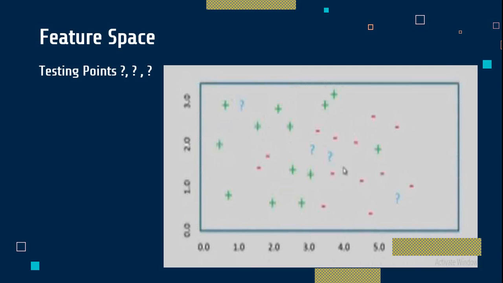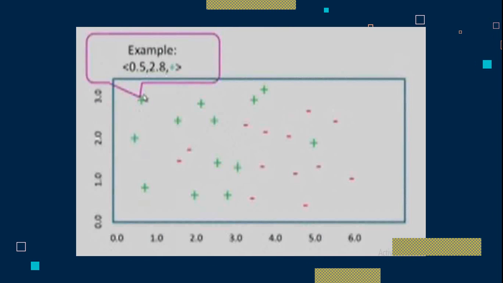Now, what is the feature space? How can you give the testing point? In the previous example I trained my model and got some output. It shows that there are some positive values and some negative values, so you can mark the location of each positive and negative point. For example, on the top left-hand side, the point is located at 0.5 and 2.8. You can take any x and y coordinates.